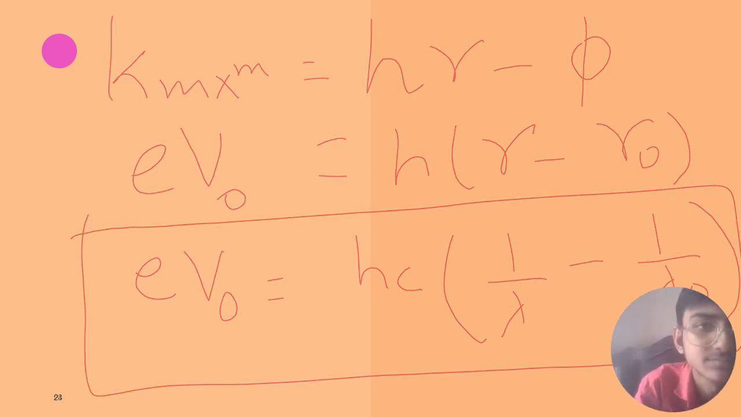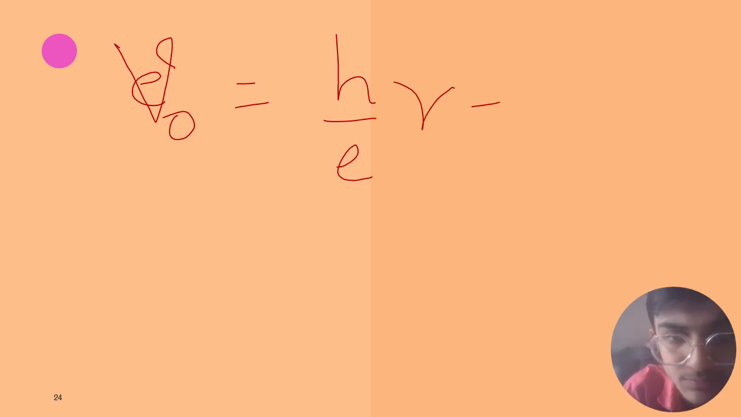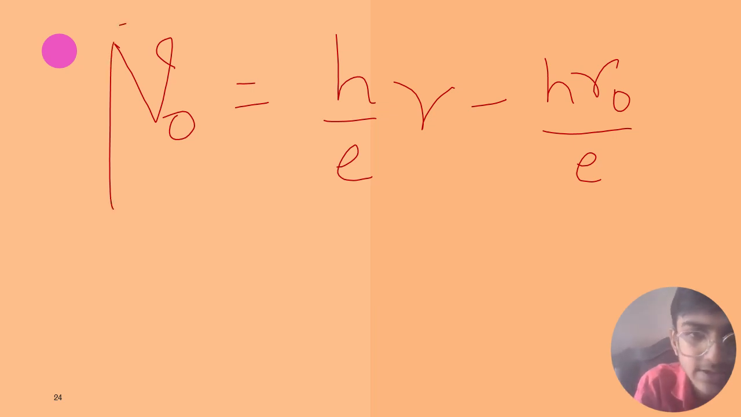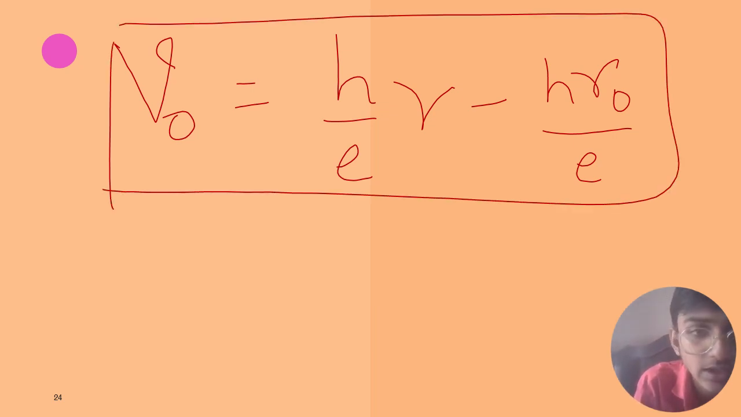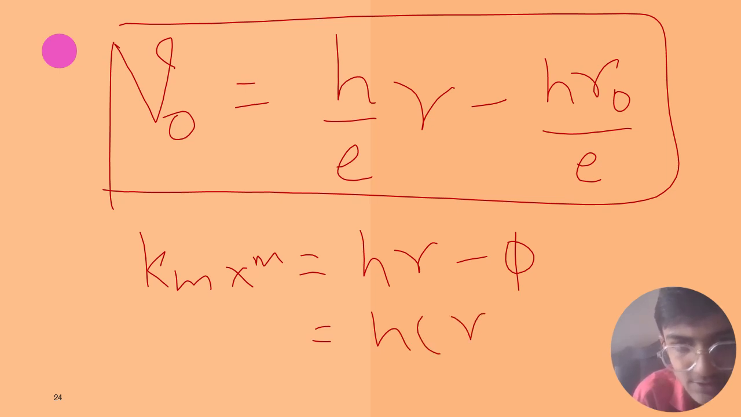Again, what you can write: V naught is equal to h by e... Is it correct or not? Just check. You can check this, or I need to check. eV naught is equal to h nu minus h phi. See, again I am writing. You can write it as h into nu minus nu naught, right? And here divided by e, and that is the stopping potential.